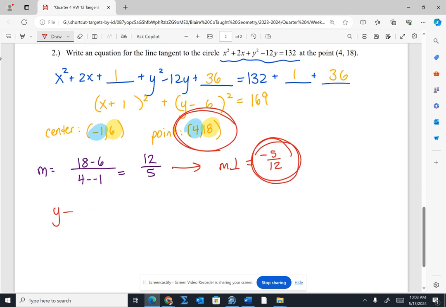So I am ready to write my equation. All right, y - 18 is the y coordinate, -5/12 is the slope, and x - 4 for the x coordinate. And I will clean it up, and that is the equation for the tangent line.